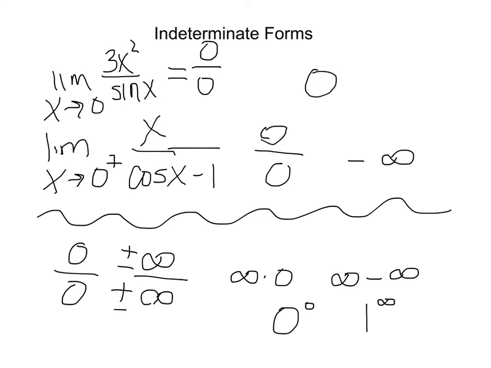So these are our indeterminate forms. 0 over 0, infinity over infinity, infinity times 0, infinity minus infinity, 0 to the 0, and 1 to the infinity.